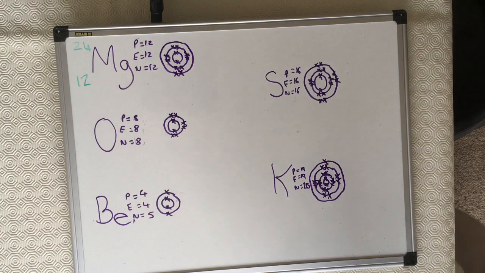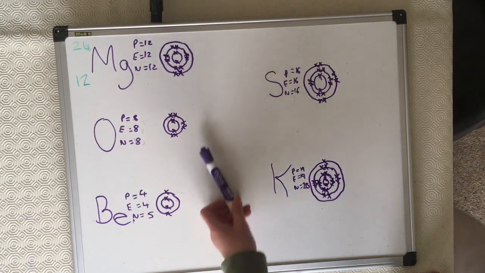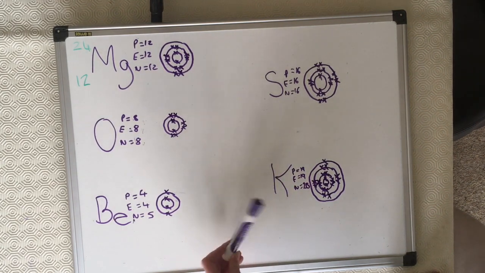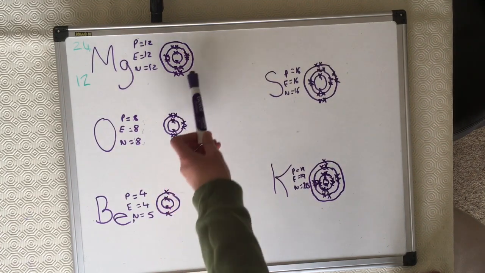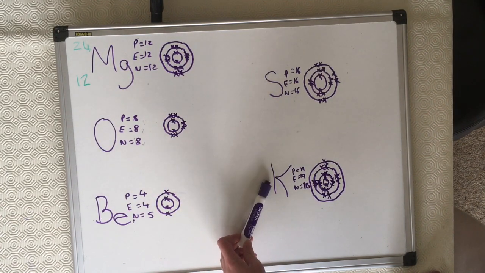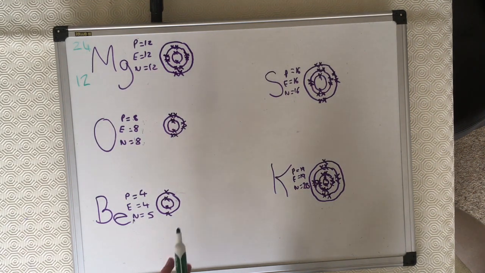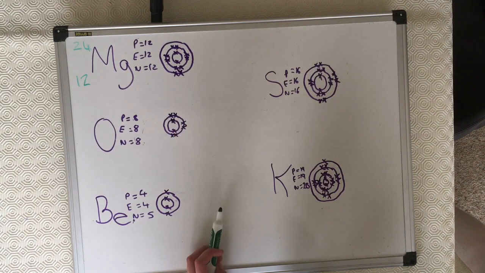Now that you've heard my explanation on how we make these atoms into ions, because all atoms want a full outer shell and the ones that are on the board haven't, I'd like you to have a go. Pause the video and have a go at drawing magnesium, oxygen, beryllium, sulfur and potassium ions. Pause the video. Okay, now you've had time to draw out the ions of these, we'll go through it.